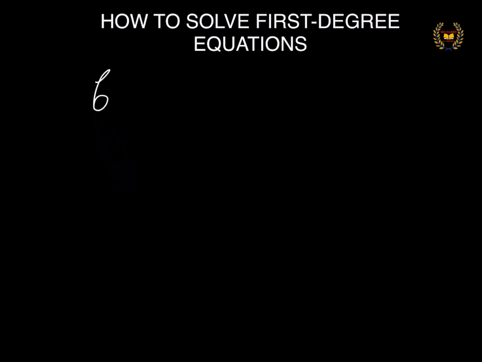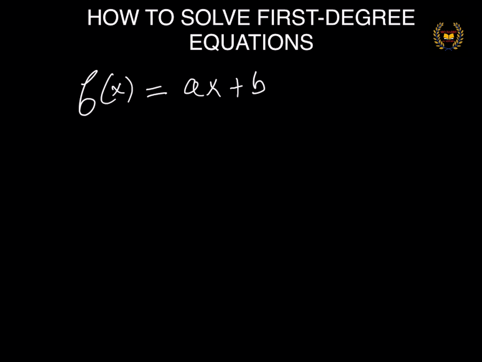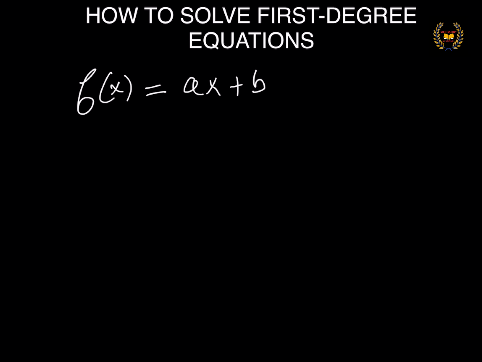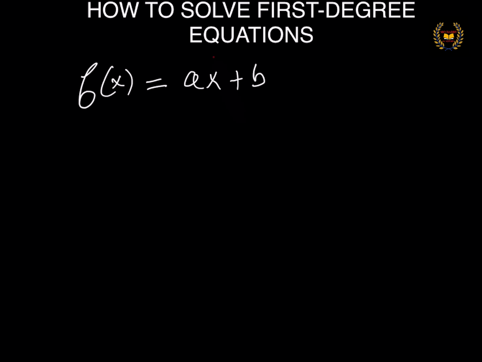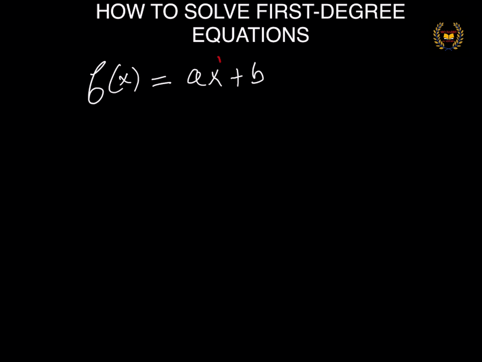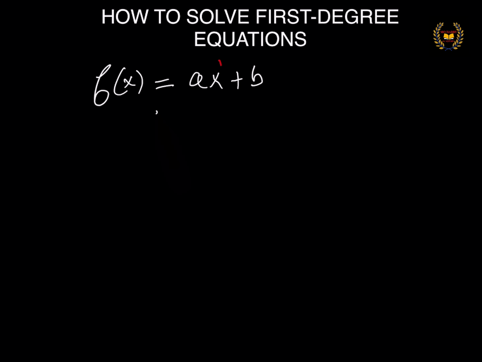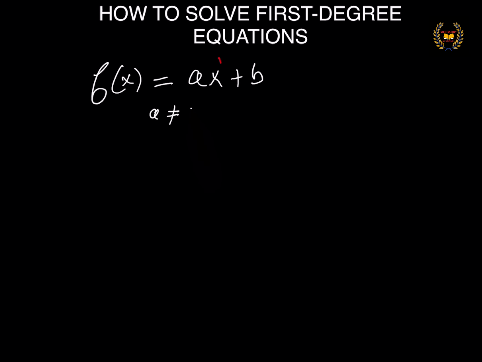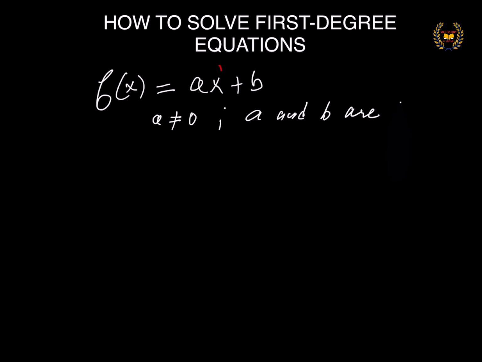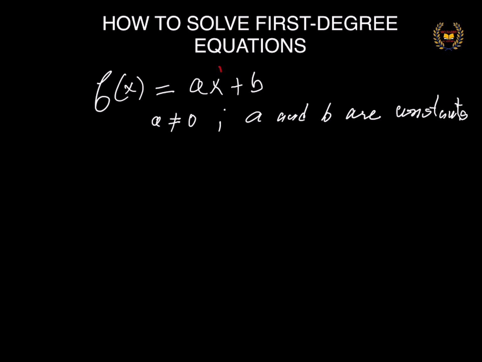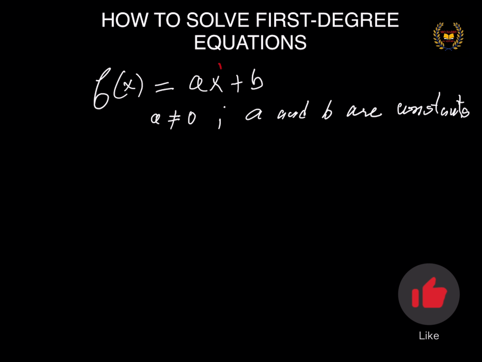We have f of x equals ax plus b. So it's an equation where the highest power of x is 1. They are also known as linear equations. Also, a must be different than 0, and a and b are constants. So now let's dive into our first example, a direct equation.